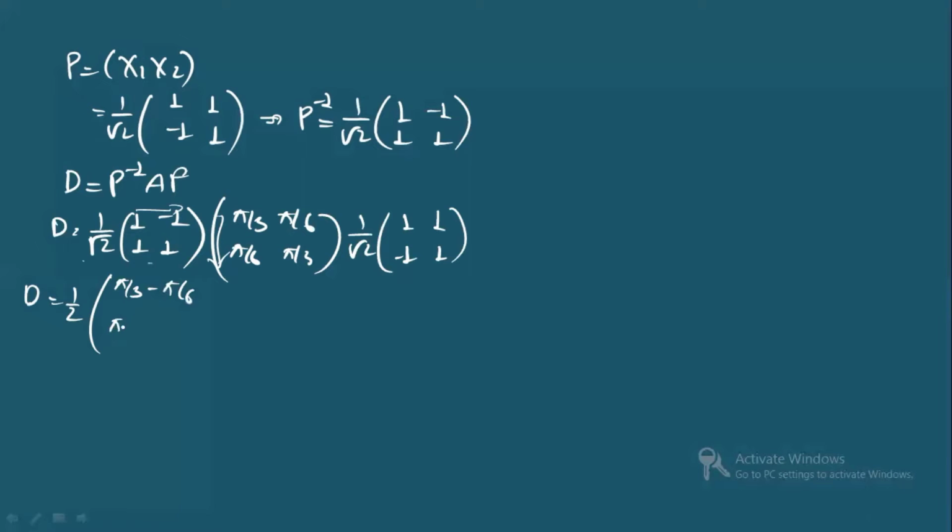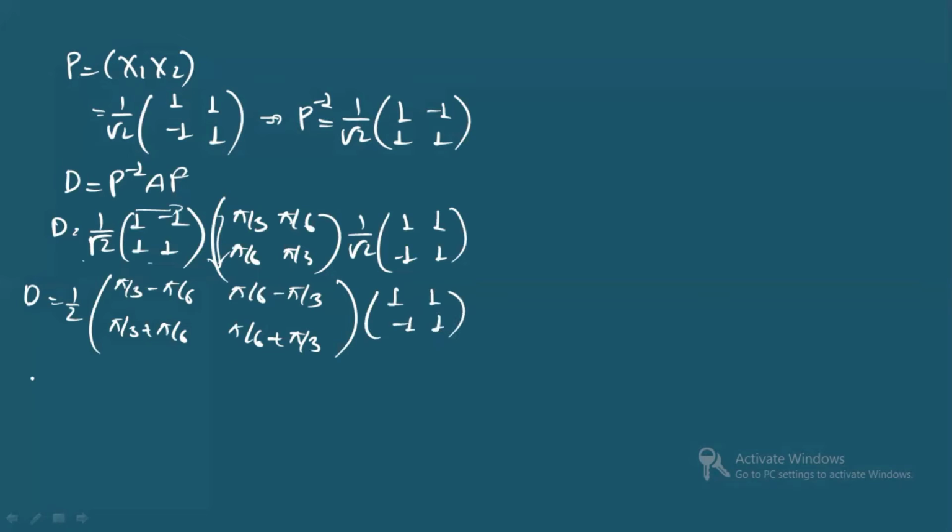Similarly, if you do this, you will get pi by 3 plus pi by 6. This with this will give you pi by 6 minus pi by 3. This with the other one gives pi by 6 plus pi by 3. And this is (1, -1; 1, 1). So D is equal to, just solve it and see. Pi by 3 minus pi by 6, the LCM is 6, so 2 minus 1 is 1, which gives pi by 6.